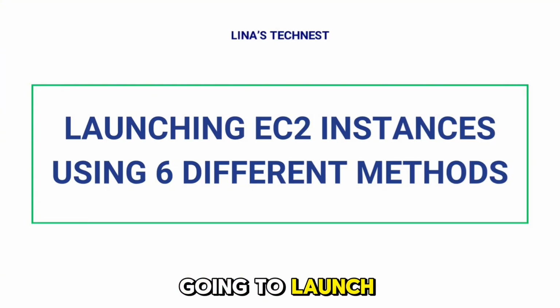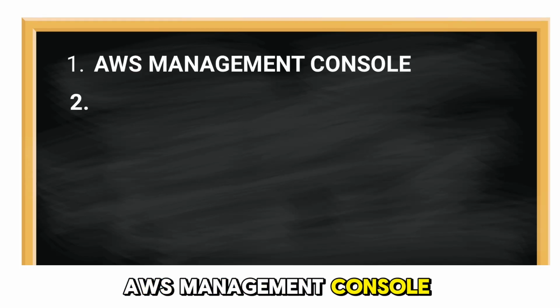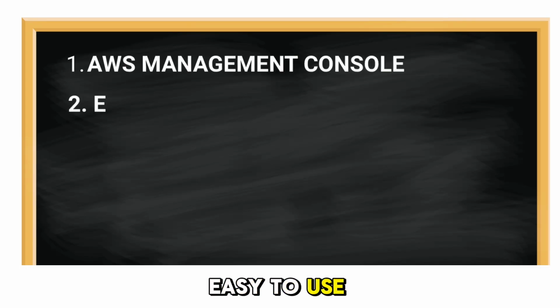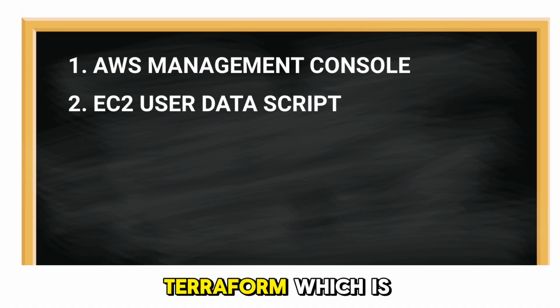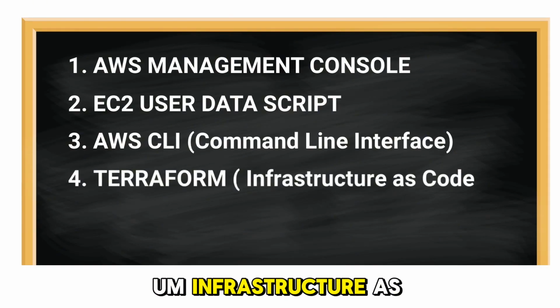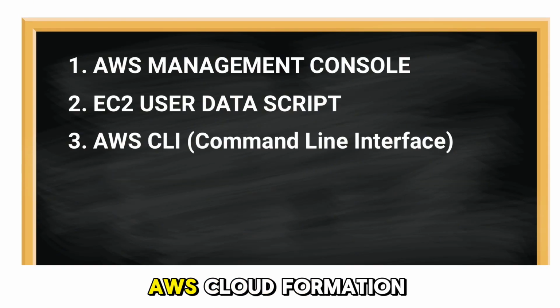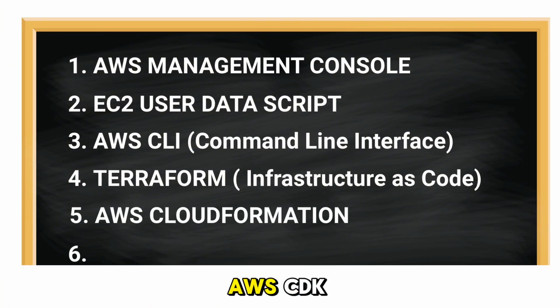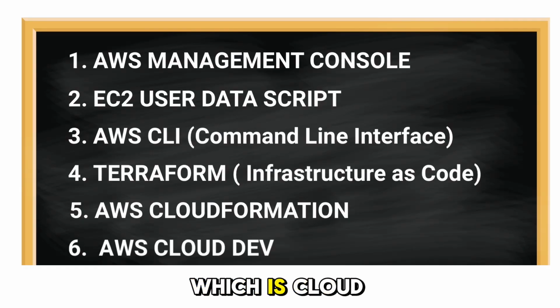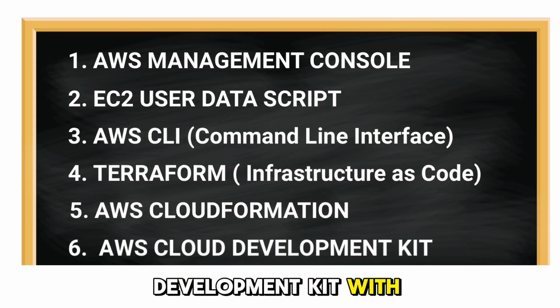Today we are going to launch EC2 instances using 6 different methods. 1 is through the AWS Management Console. 2. EC2 user data scripts. 3. AWS CLI, which is the command line interface. 4. Terraform, which is infrastructure as code. 5. AWS CloudFormation, which is a declarative template. And then 6, which is the AWS CDK, the Cloud Development Kit, with Python.